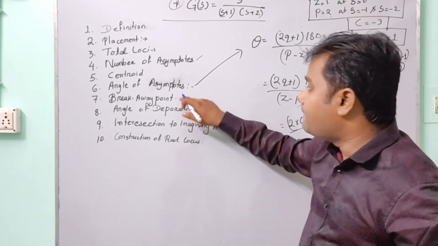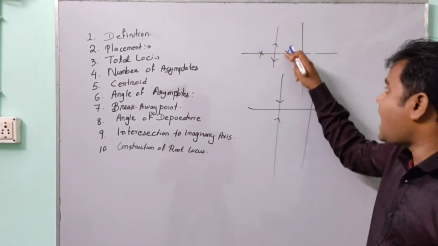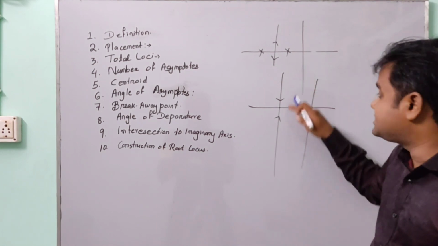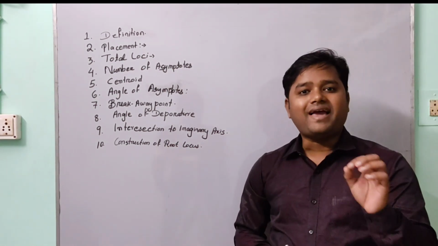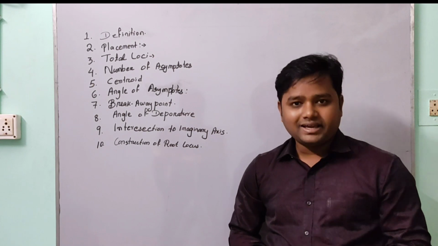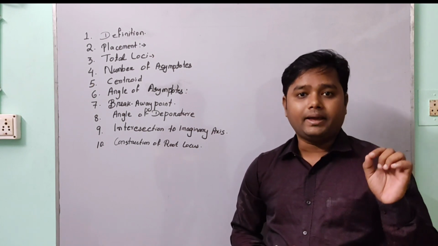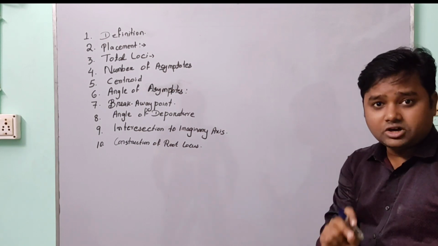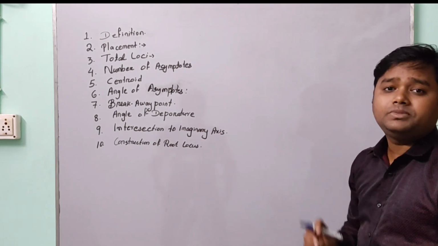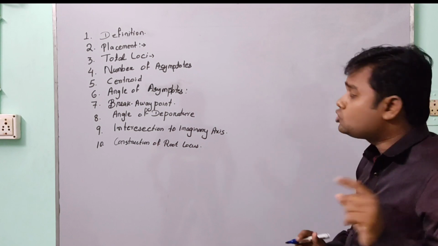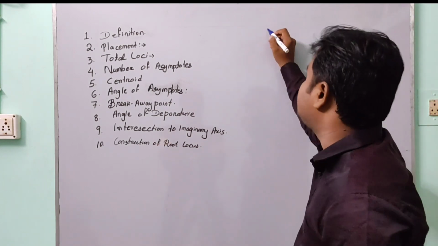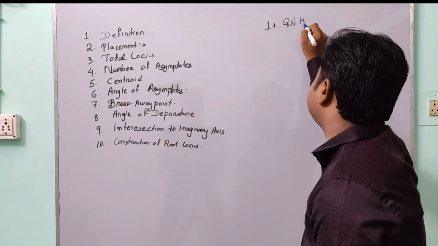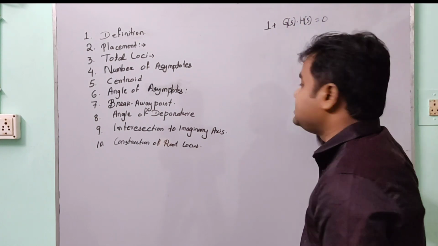Next we will go for the breakaway point. This is the breakaway point in case of poles, and this is the break-in point in case of zeros. The value of the breakaway or break-in point can be found out by a particular process: we have the values of G(s) and H(s). In most cases, H(s) is 1. So we have to find the characteristic equation, that is 1 plus G(s) H(s) equals 0.